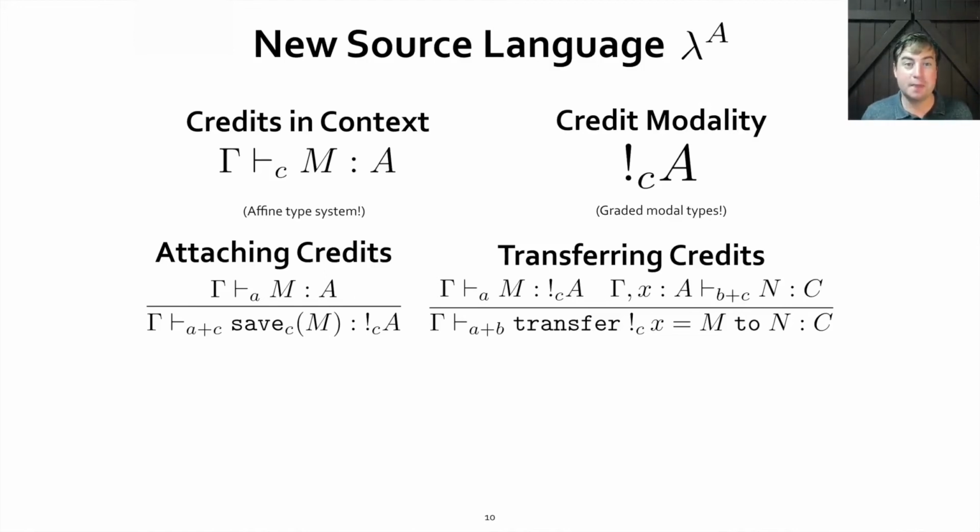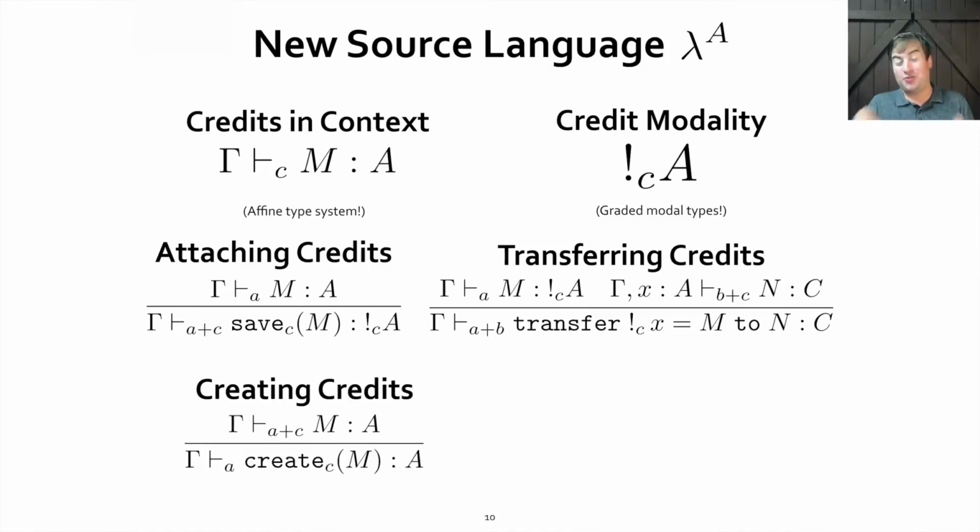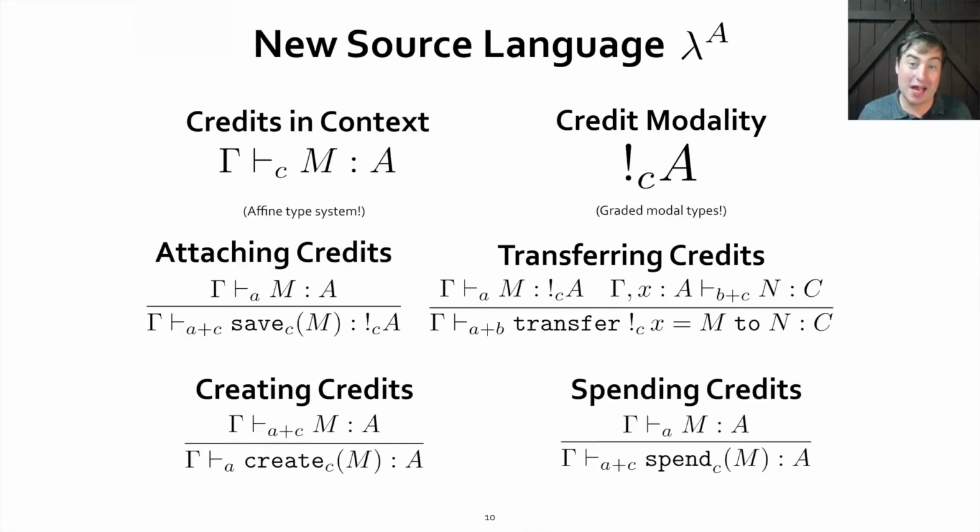So finally, we need the ability to create and spend credits, of course. And the create rule here says that if we have a term which uses A plus C credits, we can simply create C of them. And dually, the spend rule says that if we have A plus C credits, we can spend C of them and then use a term which only requires A credits.